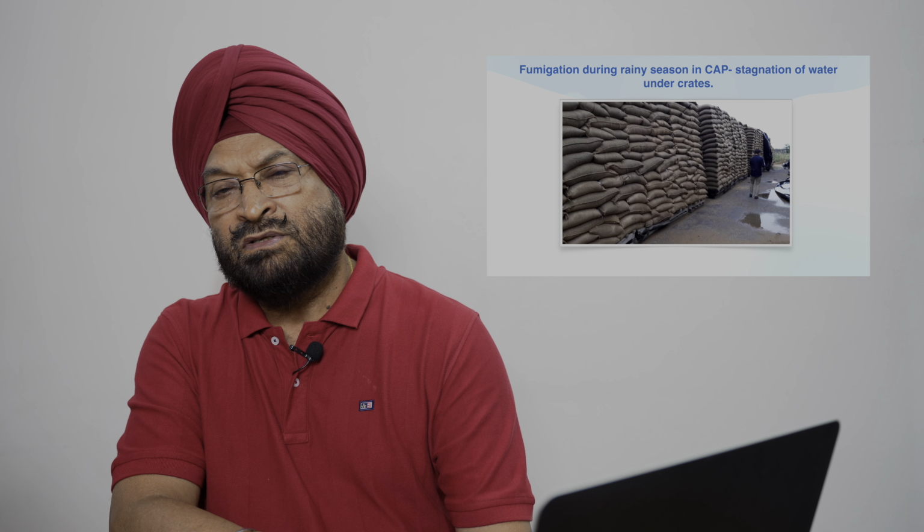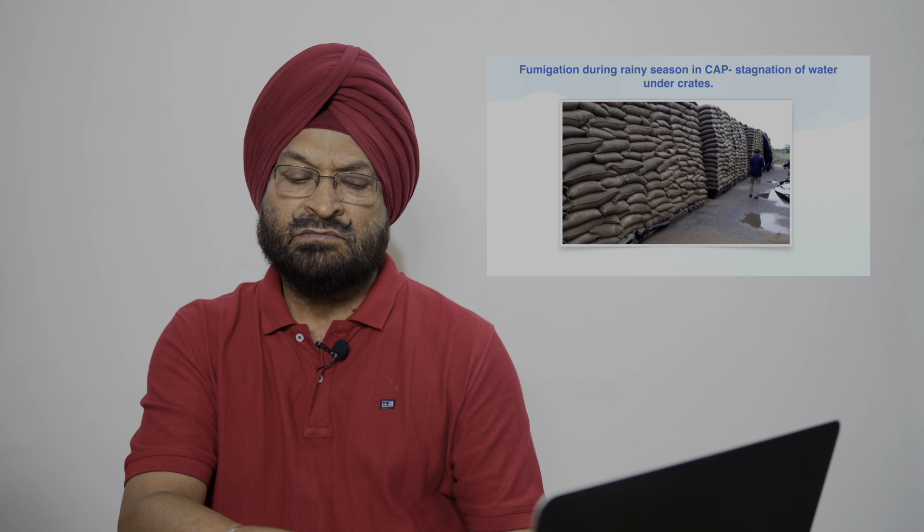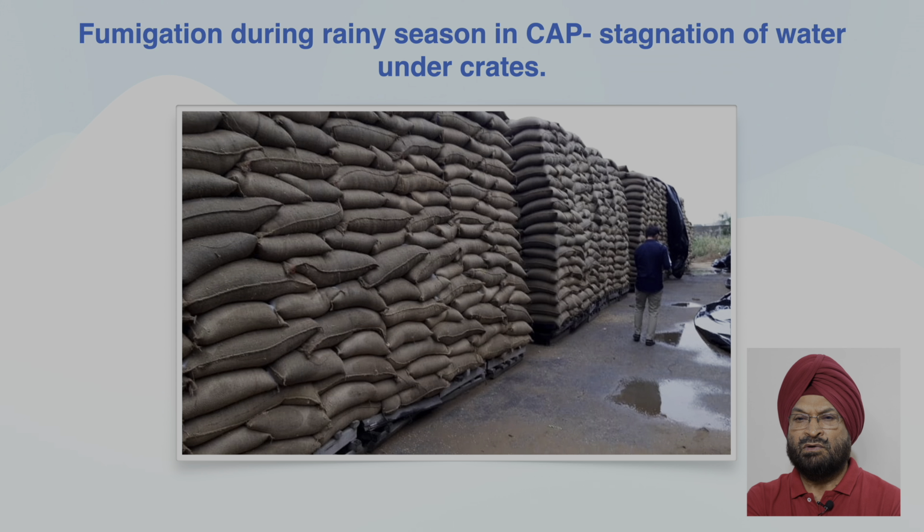Now, another reason for the failure is that we conduct the fumigation during the monsoons, when water is stagnated under the wooden crates. Here in the slide you see the water is stagnated. Under these circumstances, when the water is under the stack, under the wooden crates, and if you fumigate, cover it and seal it, then the whole phosphine gas will be absorbed by the stagnated water. So the fumigation is bound to fail. Try not to fumigate the stock during the monsoon, so that 100% killing can be achieved.